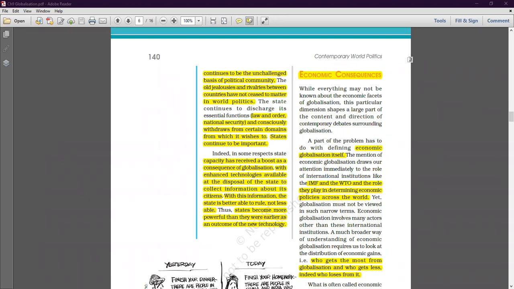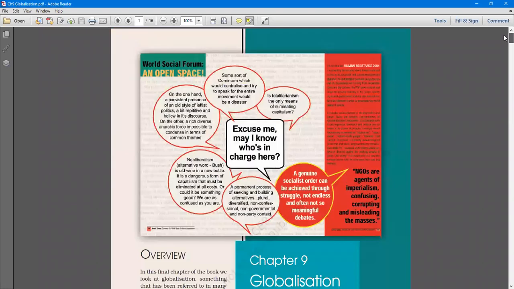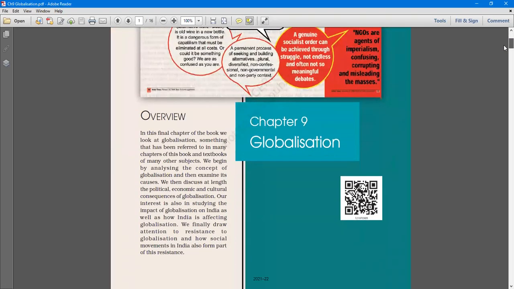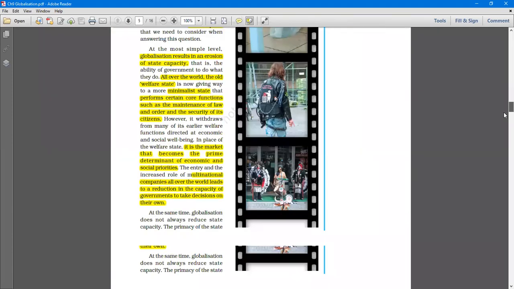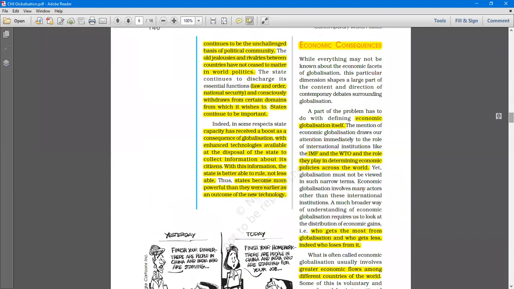Everyone, we have been reading chapter number 9, globalization. In this chapter, we have been discussing each and every dimension of globalization. As you all know, each coin has two aspects. Globalization also has positives and a few negatives. So we have been discussing that, and so far we have discussed a lot about globalization. Now we will continue with the topic economic consequences, the economic outcomes, the economic results of globalization.